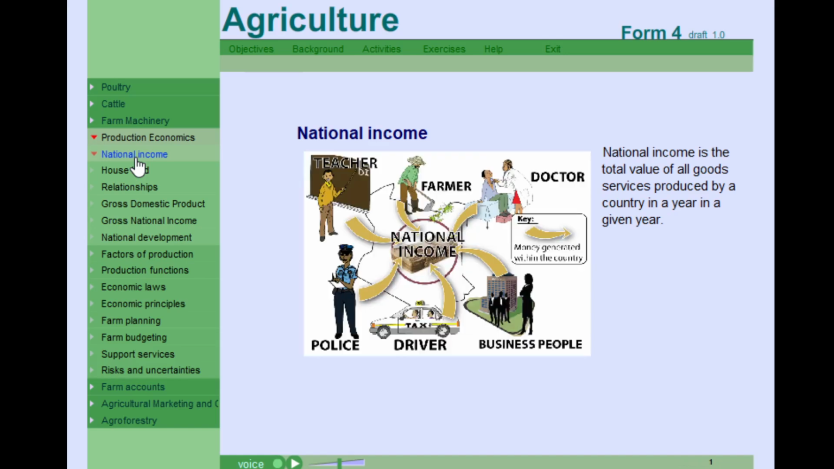Agricultural Economics 3, Production Economics. National income and factors of production. National income. National income is the total value of goods and services produced by a country in a given year.